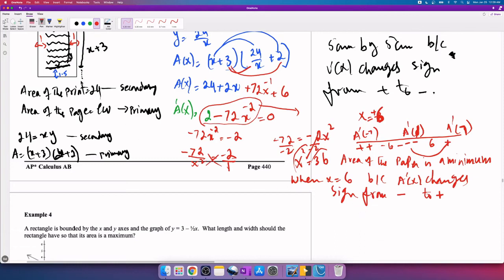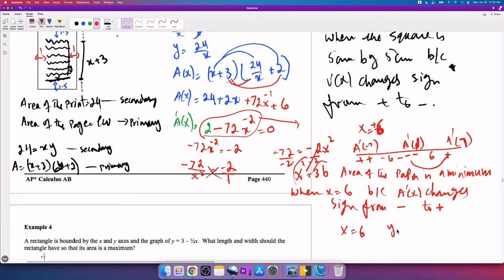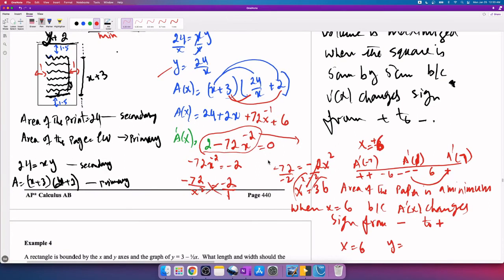Now I also need a y value. So if I plug in x equals 6, how do I get the y value? We can get the y value using this equation right here, y equals 24 over x. So when I divide 24 by 6, I get 4. So y is equal to 4. So that's my width, and this is my length.